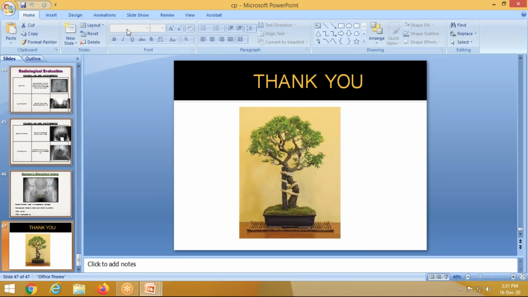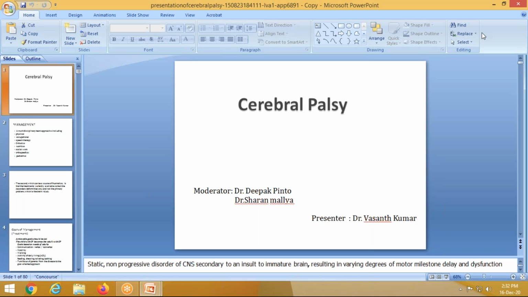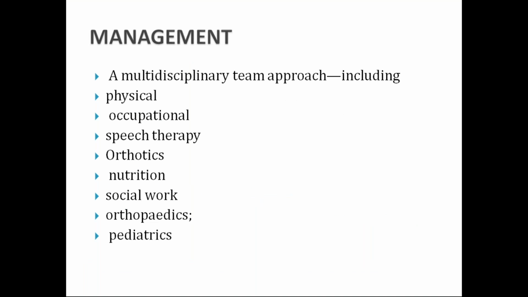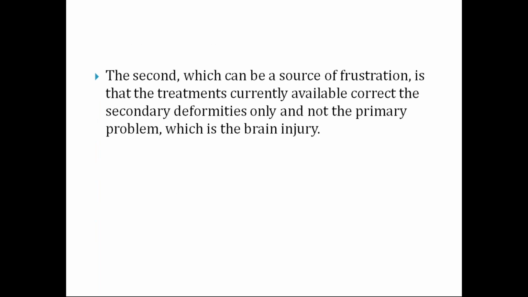In the management part, actually only spastic things should be treated. First thing we have to remember is that it's a multidisciplinary team approach, including physical, occupational, speech therapy, orthotics, nutrition, social work, orthopedics, and pediatrics. The second, which can be a source of frustration, is that the treatment currently available corrects the secondary deformities only, not the primary problem, which is the brain injury. The primary problem itself stays inside the brain. We can't remove that damaged brain, right?